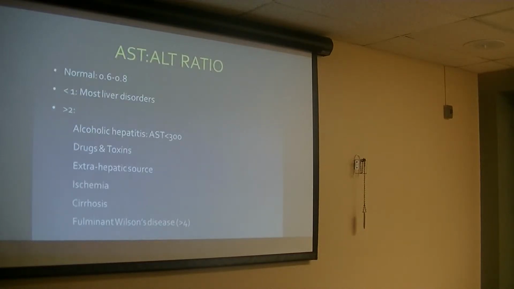So here we go with looking at the ratios. Most of the liver disorders will have a ratio of AST to ALT of less than 1. The ones that, and there are probably more, but these are some of the primary ones. Alcoholic hepatitis, generally, that's the 2-to-1 ratio or greater that you always hear about. Generally, the elevations in alcoholic hepatitis are less than 300, but it can be higher.